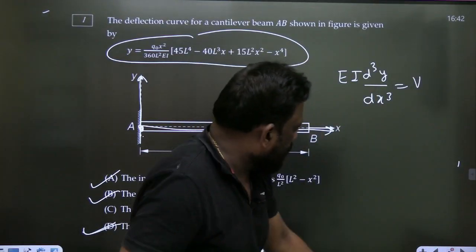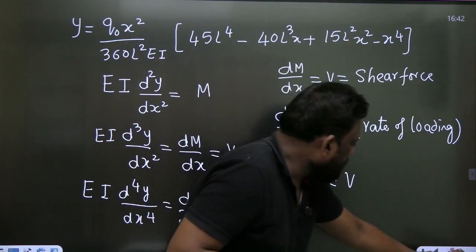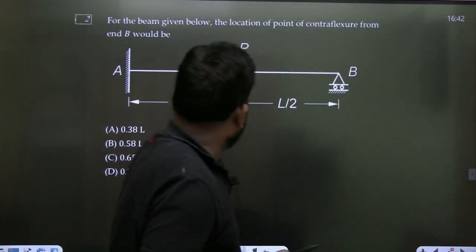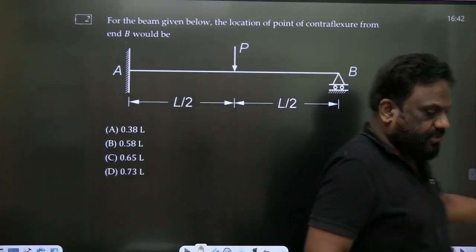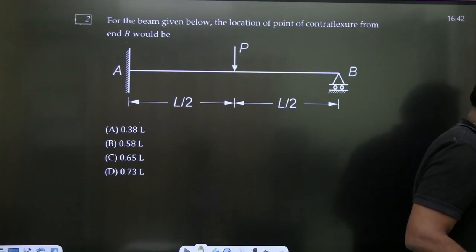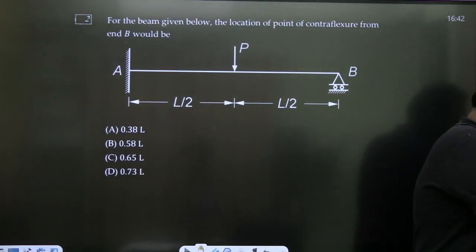Now let's go to the next question. Without wasting time, let us go to the next question. Please read this question. I request everyone to read the question. Hope it is clear. Hope it is visible.